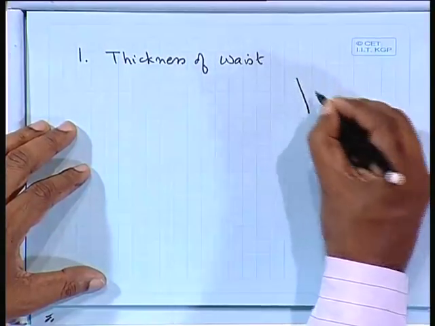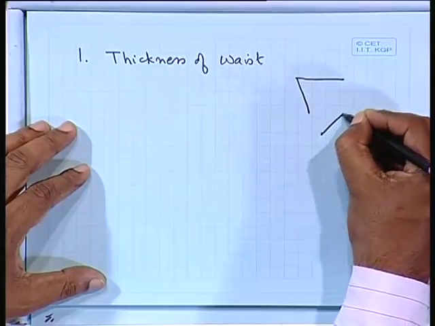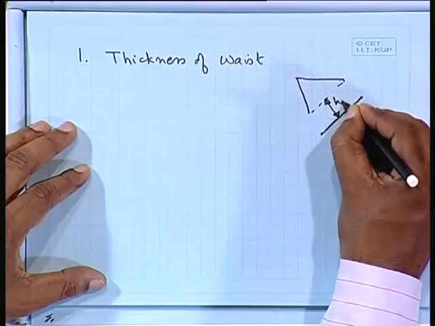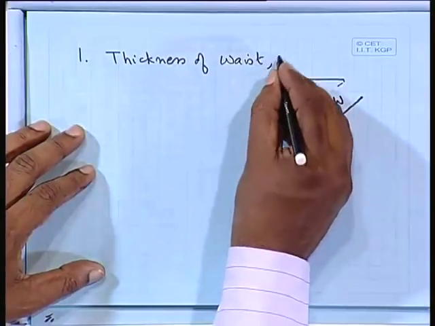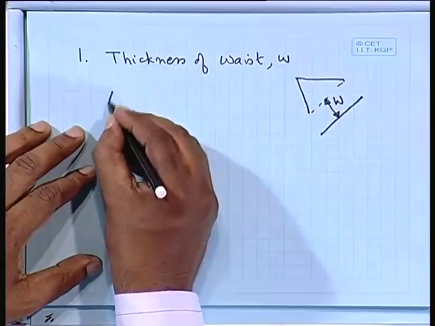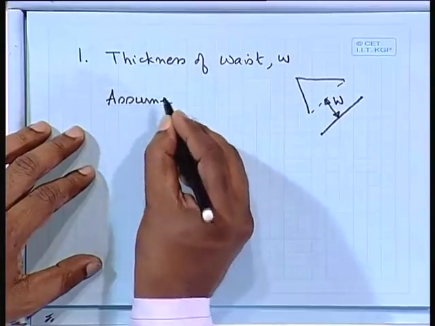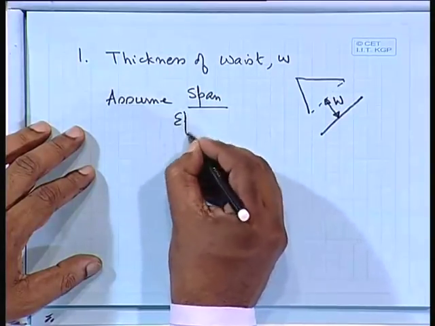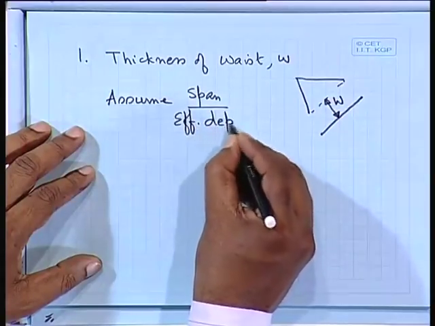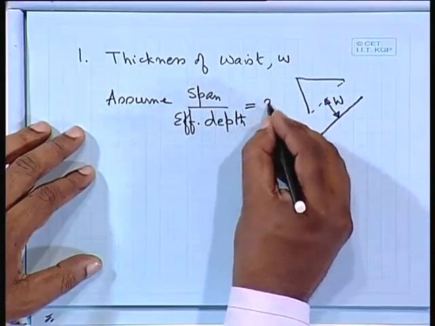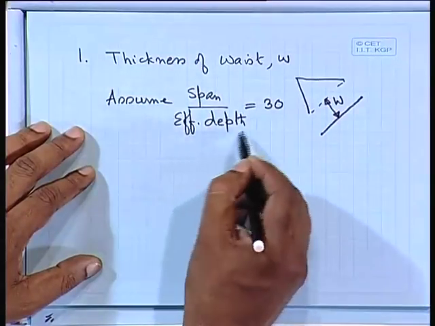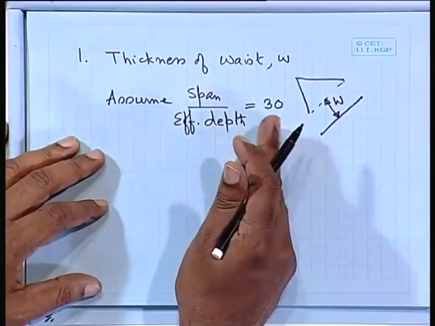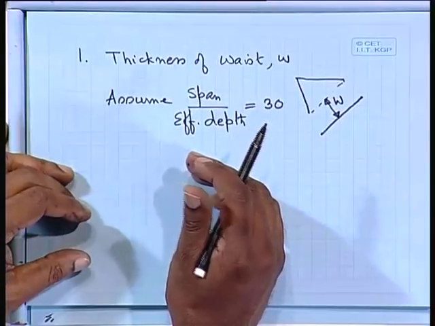So, we are talking, let us just draw a figure. So, this is your thickness of waist. Let us assume span by effective depth equal to 30. We can assume span by effective depth equal to 30, because reinforcement and other things are involved. There are so many factors involved, so we can assume 30.